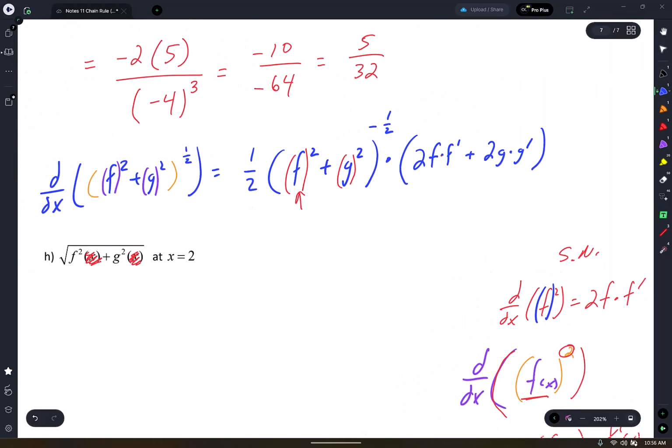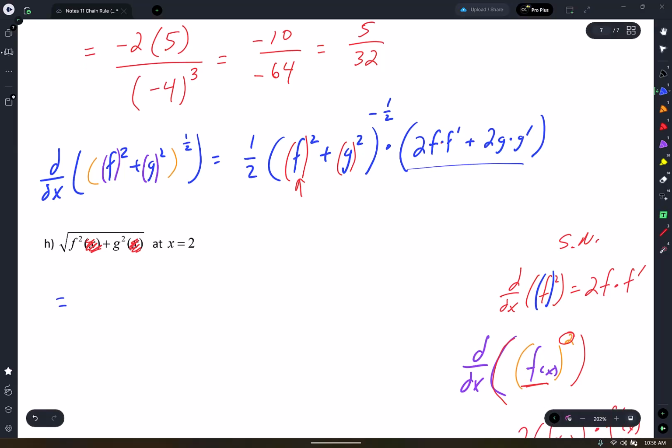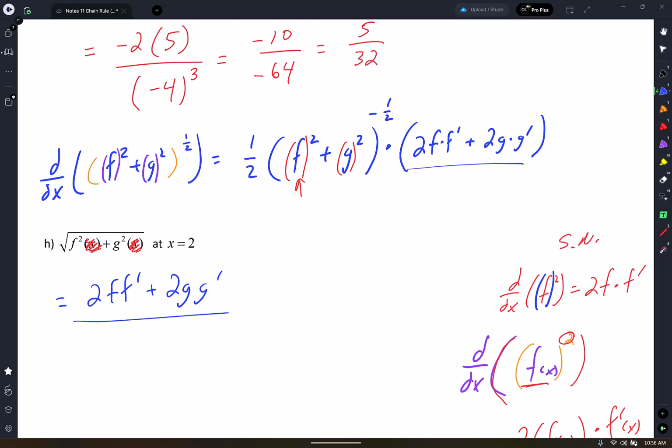All right, here we go, guys. I'm going to write it down here. This is the numerator. This is the denominator. So here's what I have: 2f, f prime, plus 2g, g prime, over 2. And then look, this says negative half. So when I bring it down, it's a half. And then half means what? Square root of f squared plus g squared.